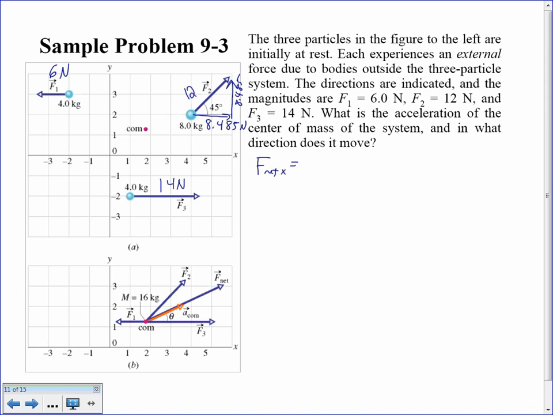So if you found the net force in the x direction, it would be 8.485 plus 14 plus -6. And so that adds up to be 16.485 newtons. The net force in the y direction, F1 has no y component, F3 has no y component, so it's just 8.485 newtons.